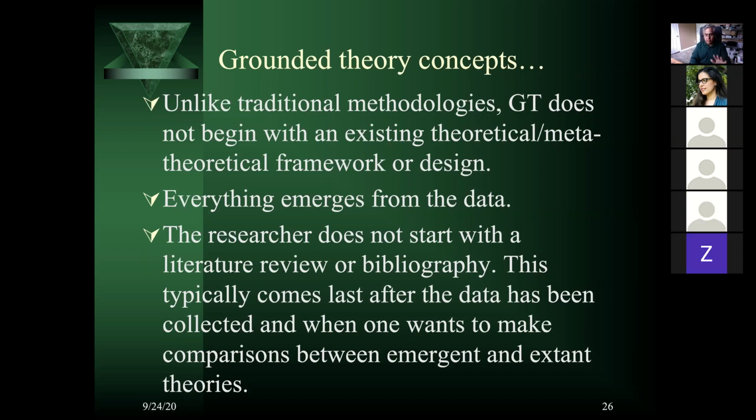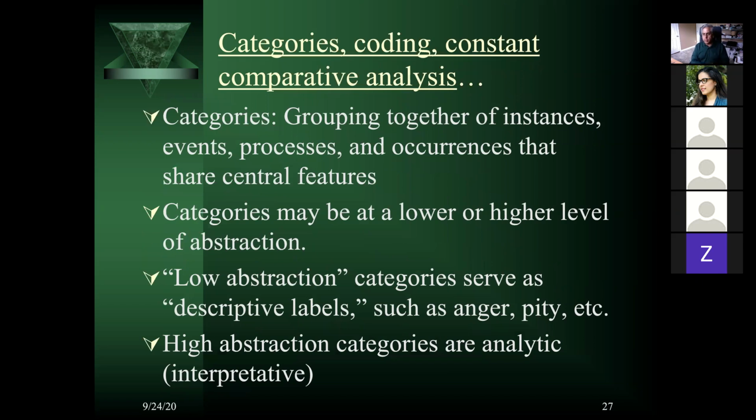So we've talked about that. Let's go to the next one. All right. You'll hear these expressions: categories, coding, constant coding, memoing, sampling, theoretical sampling, all of that kind of stuff. And I made some notes that I wanted to clarify for you also, so that you don't get confused between some of these things.